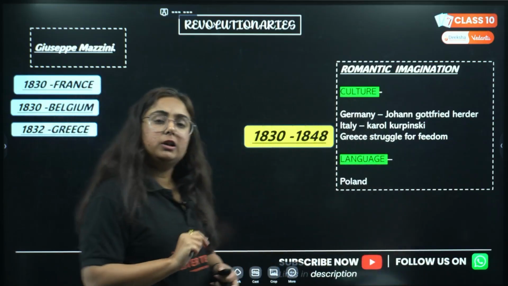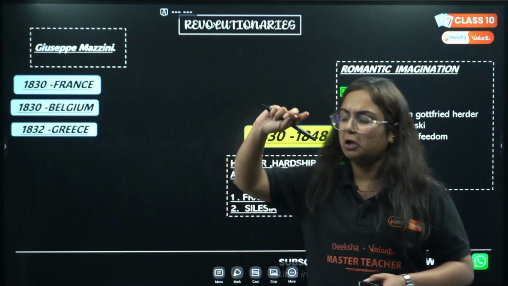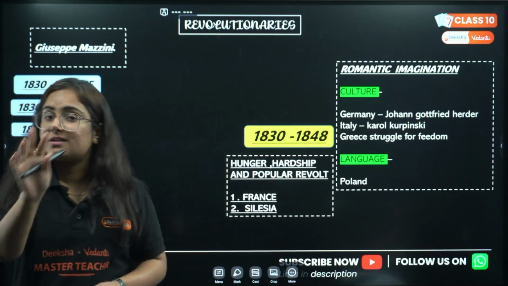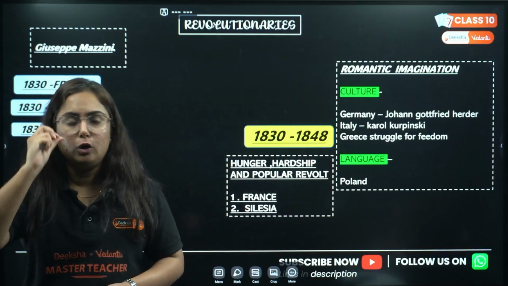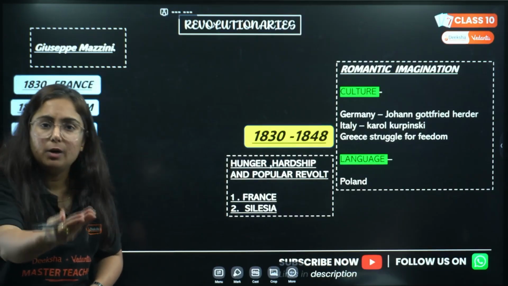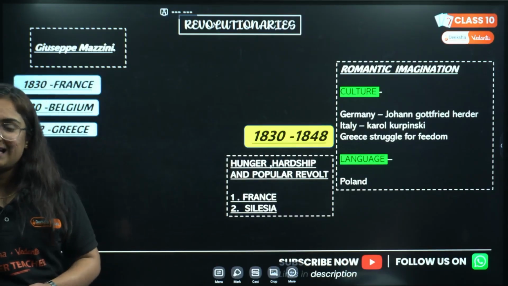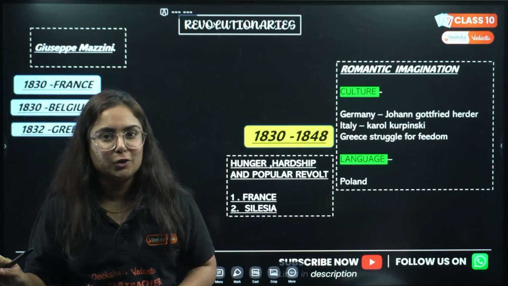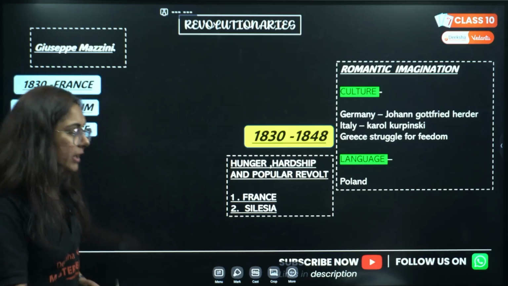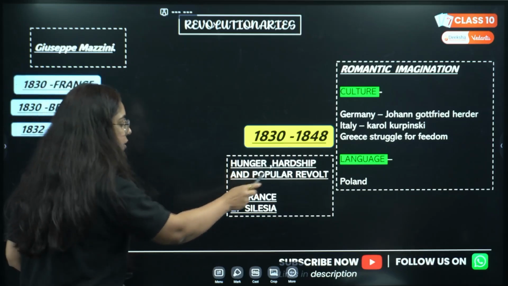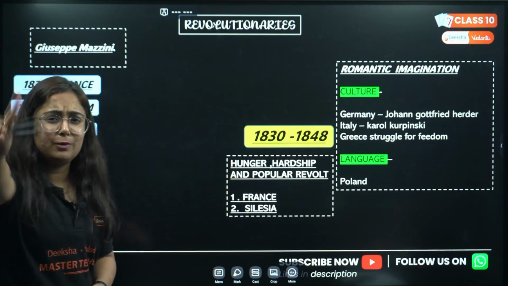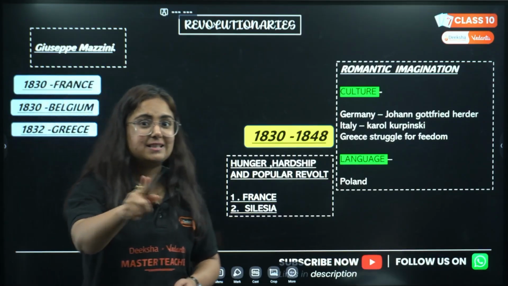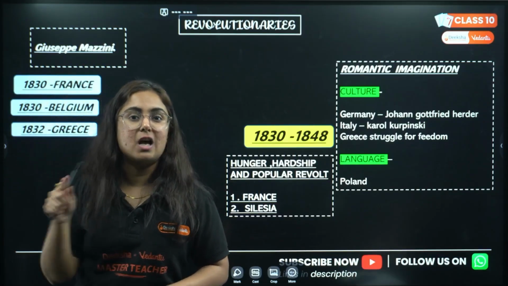Now we talk about the period between 1830 to 1848, which was quite difficult for Europe. Why? Because the economic condition was not going well. Everywhere there was either monarchy or constitutional monarchy, and monarchs were just working for their pockets, not for the European people. So everywhere in Europe there was hunger, hardship, popular revolt. Whenever there is revolt, who stands first? France. When France sneezes, the rest of Europe catches cold.